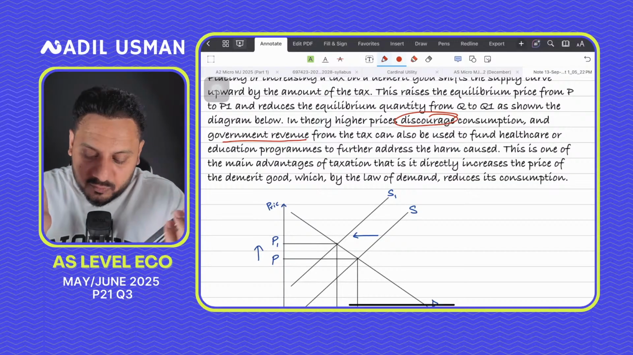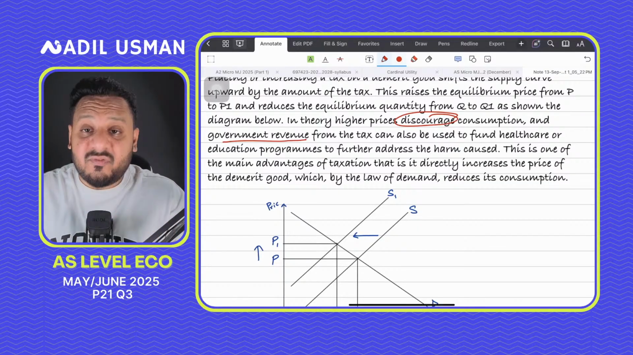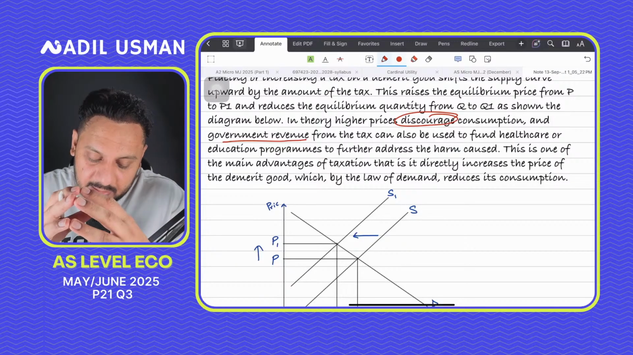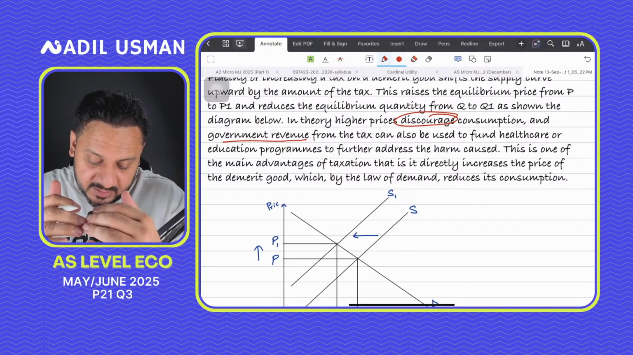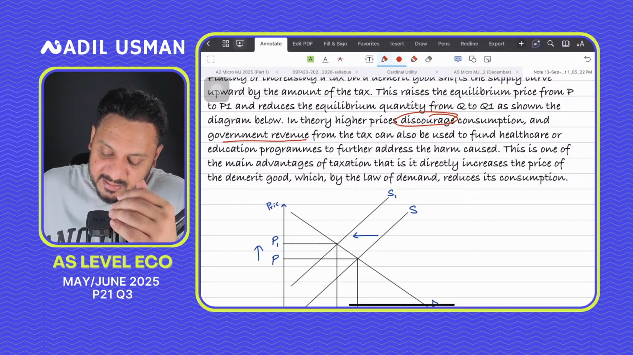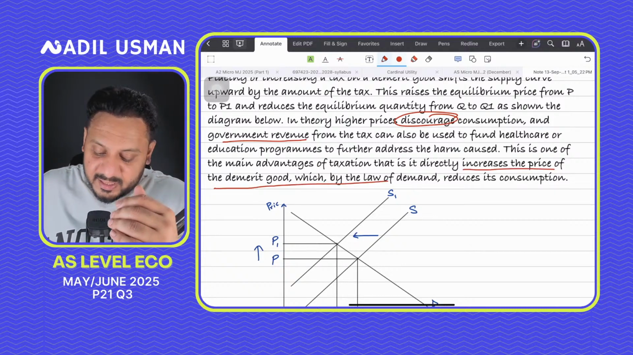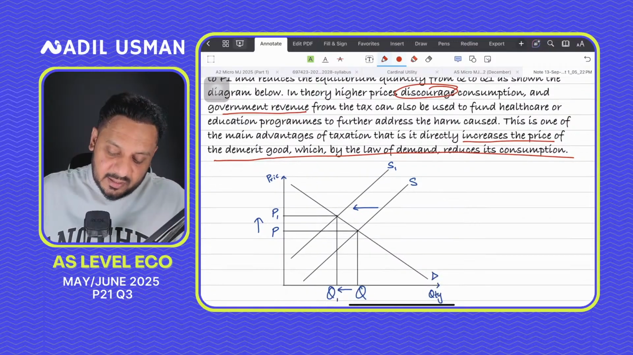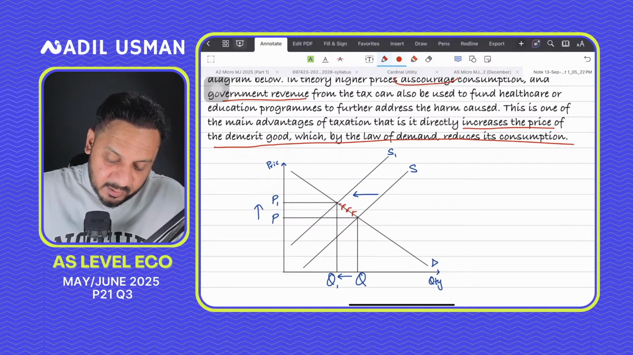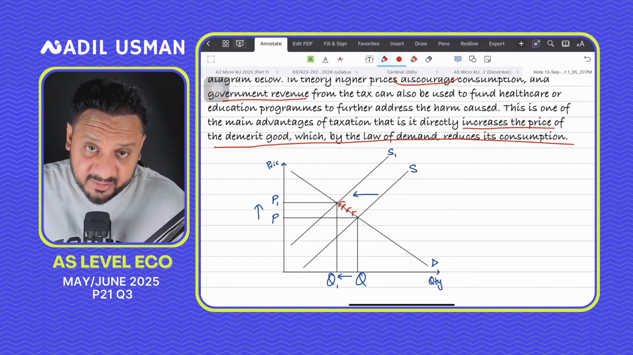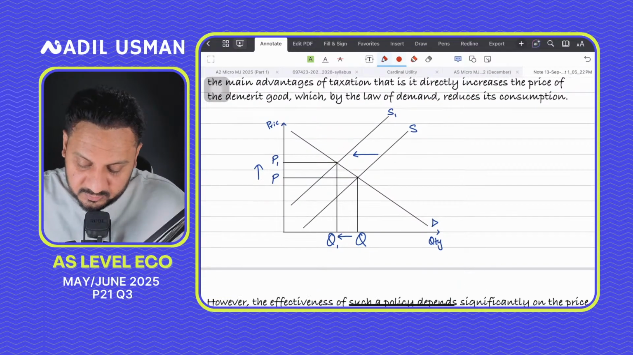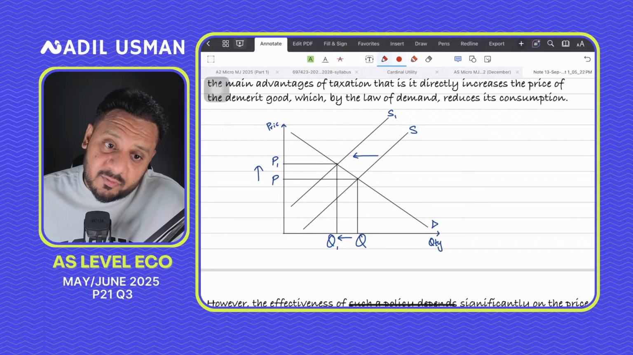So it can be used to fund healthcare or education programs to further address the harm that is being caused, right? And this is one of the main advantages of using indirect tax, that it directly increases the price of the demerit good, which by the law of demand reduces its consumption. Because obviously when the price goes up, it contracts the demand basically. Okay. So that's how indirect taxes are a helpful way, right?